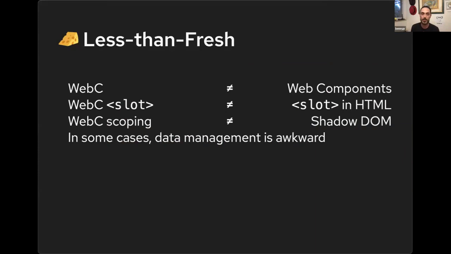In particular, WebC's slot component is a very different beast from the HTML slot element. They work in different ways. They have different effects on your code and on your website. And it's important to know the differences and the limitations of both in order to succeed at building a website with WebC. WebC's scoping feature is not the same as the browser native scoping feature, which is called Shadow DOM.